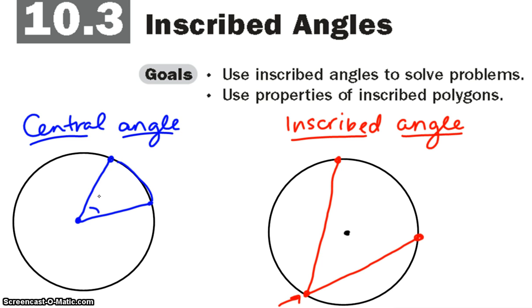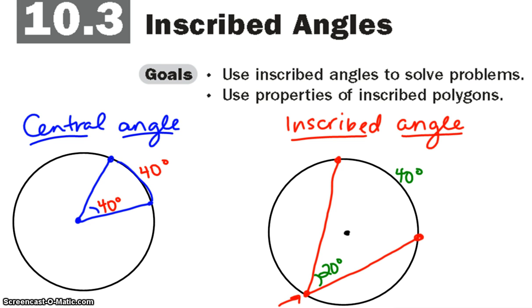So in the case of the central angle, it was equal to whatever the arc measure was. So if this was 40 degrees, this was 40 degrees as well. Okay? However, in an inscribed angle, if the arc measure is 40 degrees, then the inscribed angle is going to be half of that, or 20 degrees.